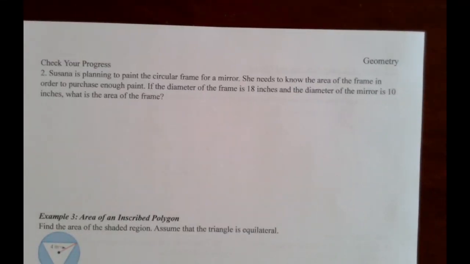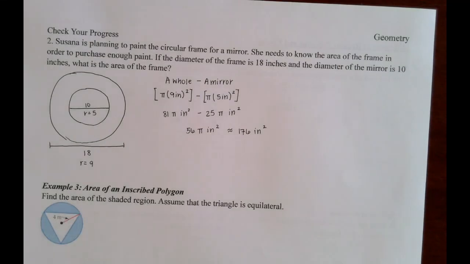Okay, so why don't you try CYP2, and then once you're done, come check your answer. Okay, for CYP2, the exact answer is 56 pi square inches, or approximately 176 square inches. If you got that right, you can move on to our last example. If not, here is your explanation.